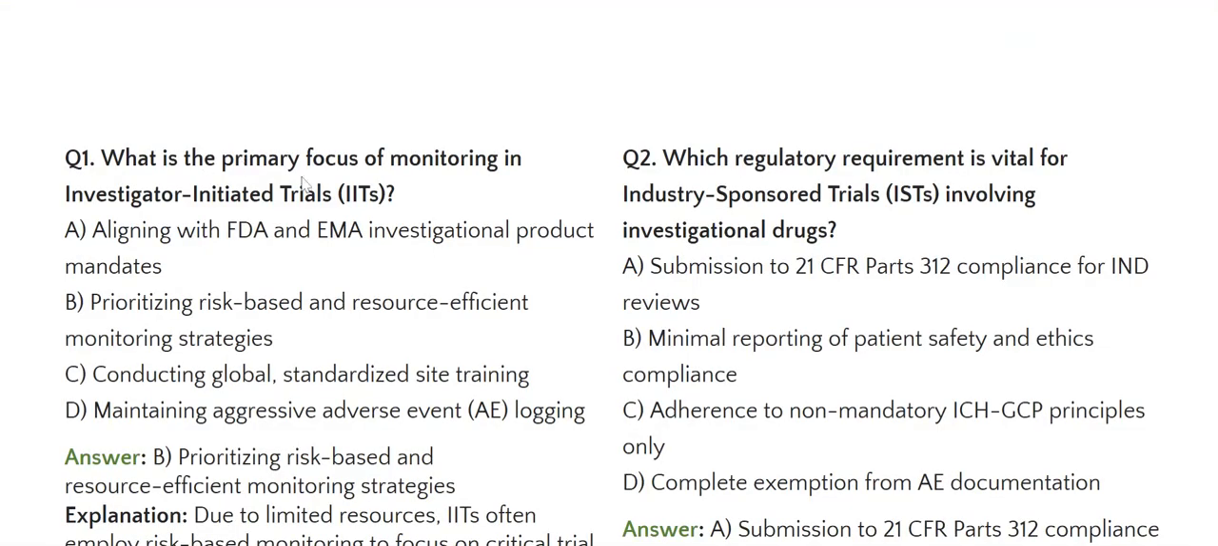Question 1, what is the primary focus of monitoring in investigator-initiated trials, IITs? A, aligning with FDA and EMA investigational product mandates. B, prioritizing risk-based and resource-efficient monitoring strategies. C, conducting global standardized site training. Or D, maintaining aggressive AE logging.